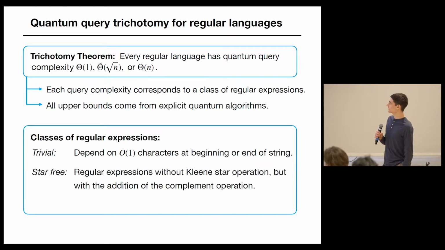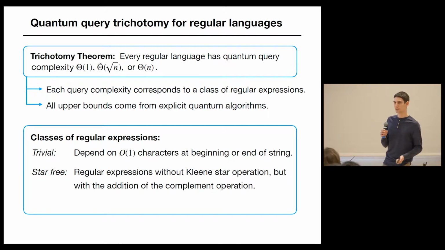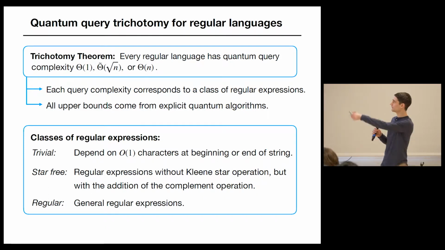The second class of star-free are called star-free languages. These are very interesting, and we'll get into it more later. But a priori, they're just regular expressions where you take out the Kleene star, hence the name star-free, and you add the complement operation. And then finally, regular languages are just general regular expressions that don't fall into either star-free or trivial.